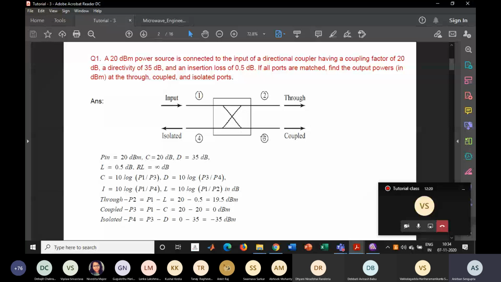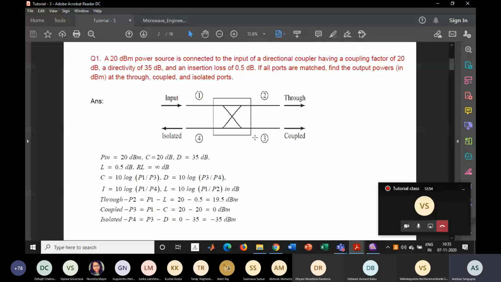and both the 2 and 3 ports will be in 90-degree phase difference, phase quadrature, and the port 4 will be totally isolated. So now take the points from the question that input power is given as 20 dBm, and we know that a coupling should be 20 dB. That means whatever power will be coupled to this port number 3 will be 20 dB down to the input power. And the directivity is 35 dB. And we know the directivity means the isolation minus coupling.